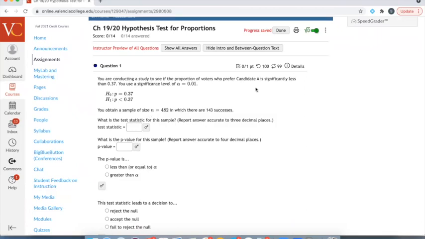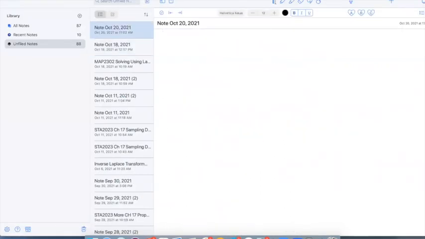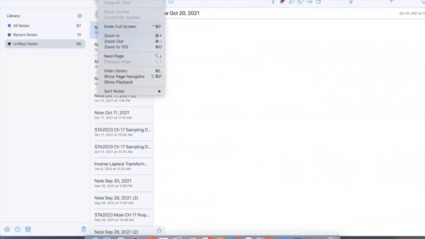So the first thing we always want to do every time is decide what our population is and what we're calling success. So it says here we're looking at the proportion of voters who prefer candidate A. So the first thing we would write down is our population. So our population is voters. Remember, population is a group, not a number. Success: prefer candidate A.